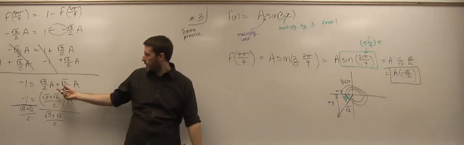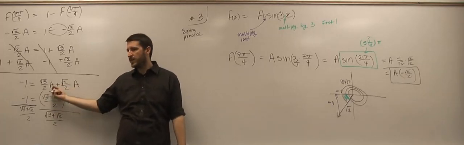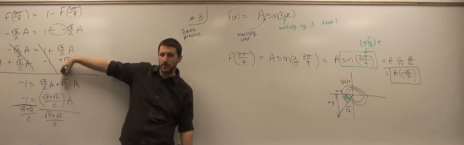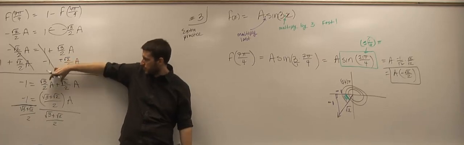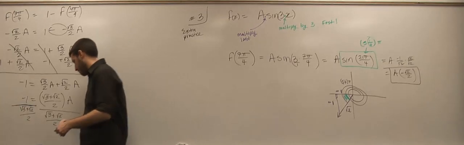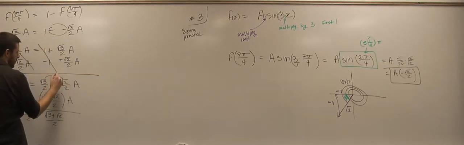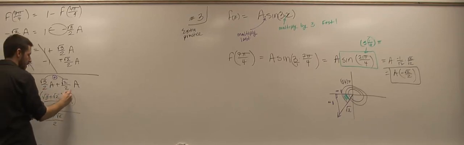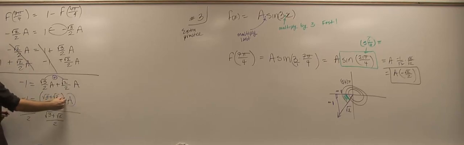So when I have a plus a, I can just add the things in front. How do you add root 3 over 2 plus root 2 over 2? Well, they're fractions, so you add the numerators, keep the denominators the same. But I'm solving for a at the end of the day, so I need to isolate a, which means I have to divide by this whole mess here.